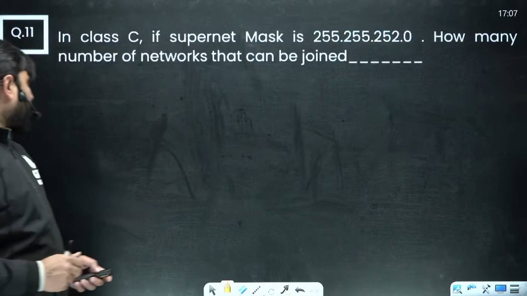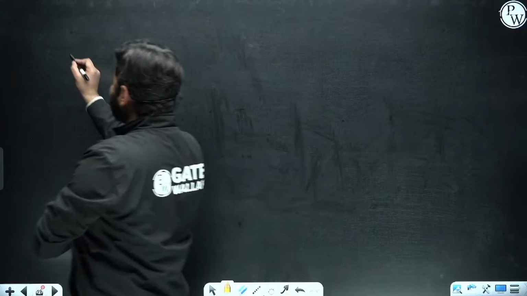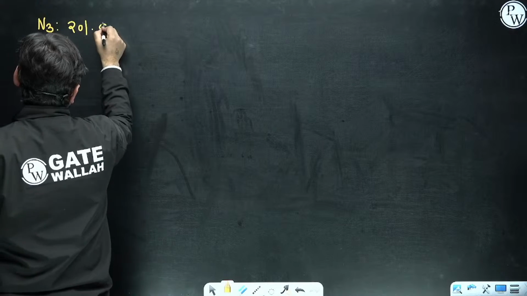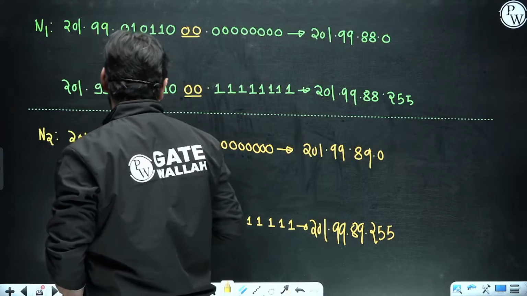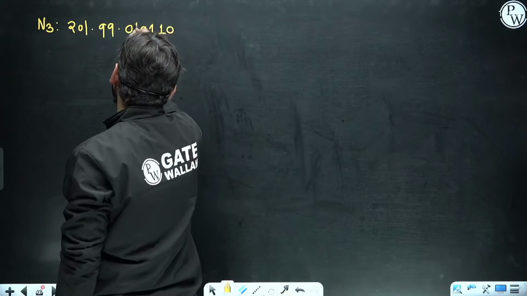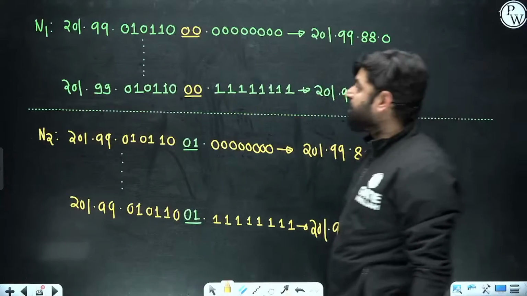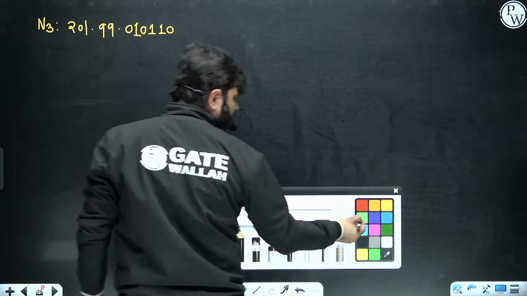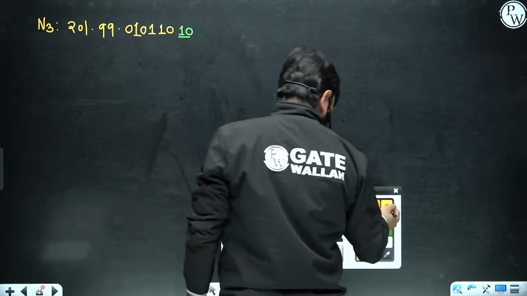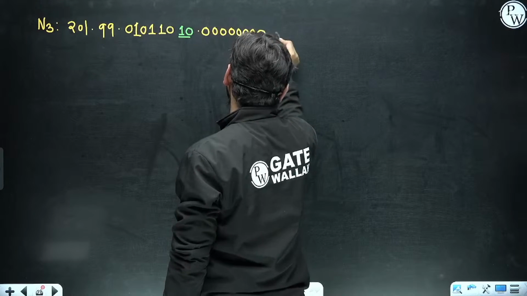So can we find the N3 network range? 201.99.010110. It is a really interesting question. N3: first 2 bits will be 10. For the first number, put all zeros in the host ID part. 1, 2, 3, 4, 5, 6, 7, 8.